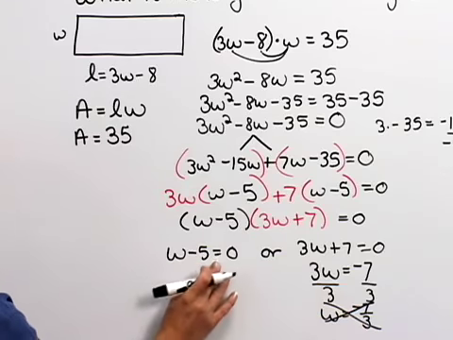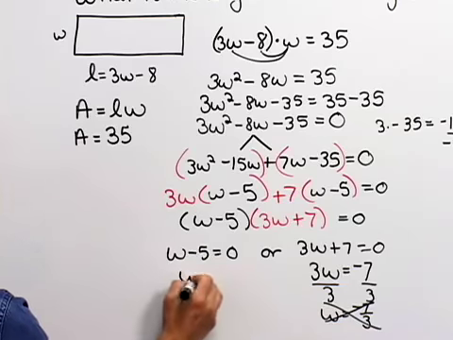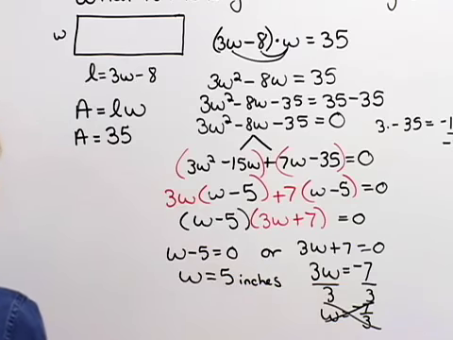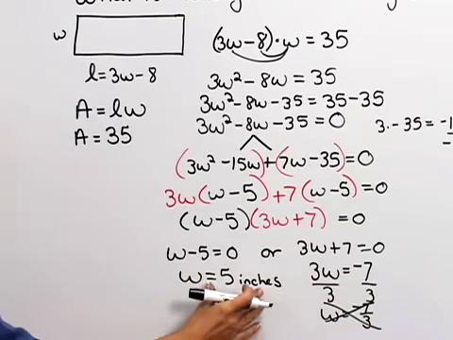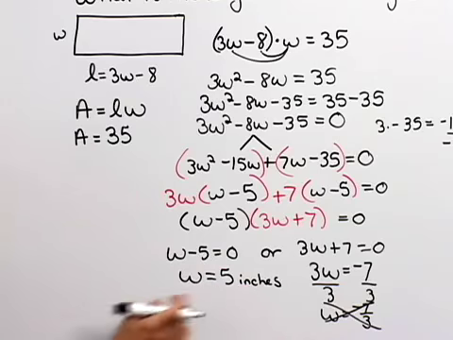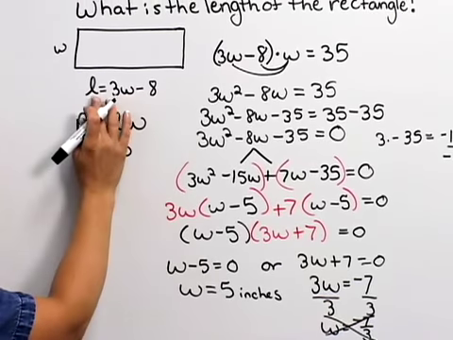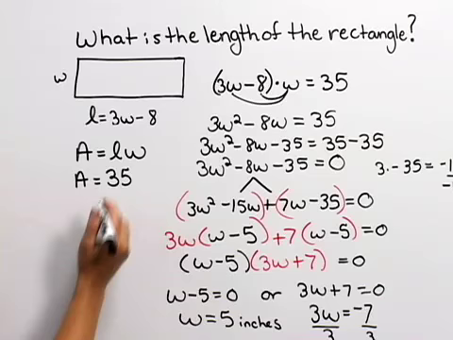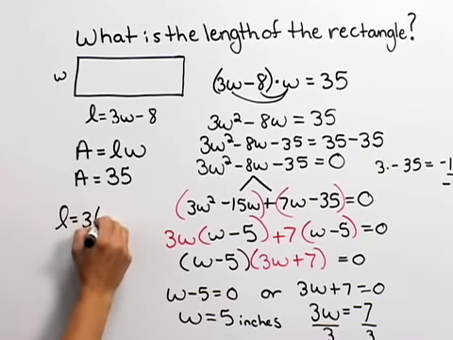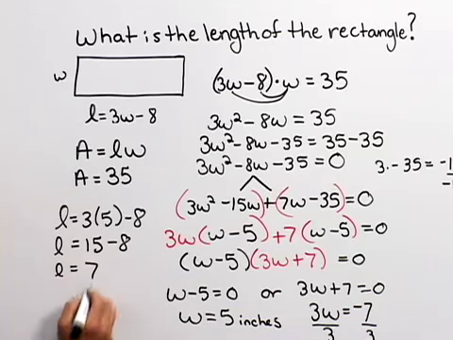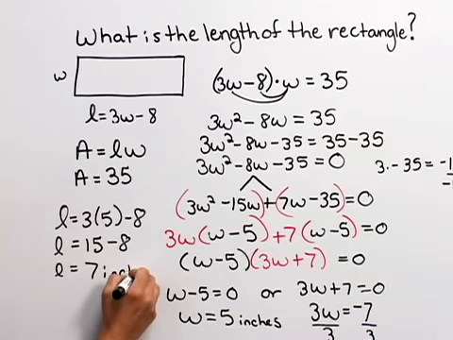However, over here, if I solve this and add 5 to both sides, I get W equaling 5. In fact, 5 inches, since those are our units. It's okay for W to be 5 inches. So we know our width up here. We need to find our length. We know the length is 3 times the width minus 8. So the length is 3 times 5 minus 8, which is 15 minus 8, which is 7. And our units are inches, so we would say that the length of the rectangle is 7 inches.